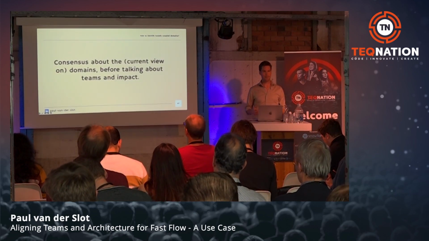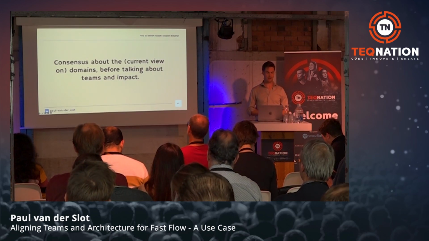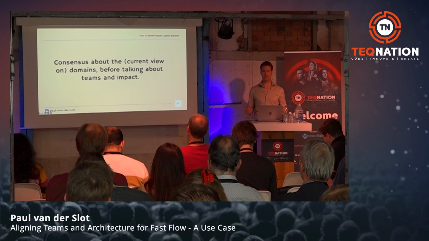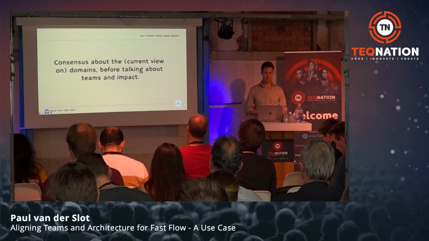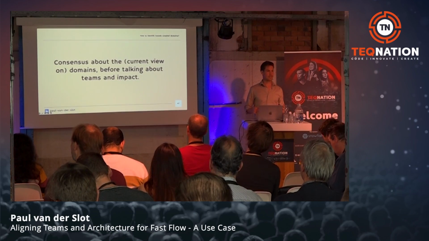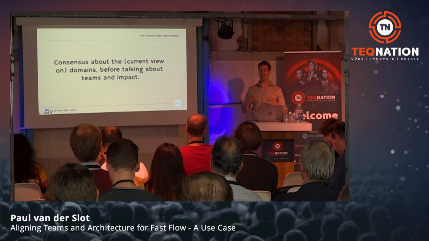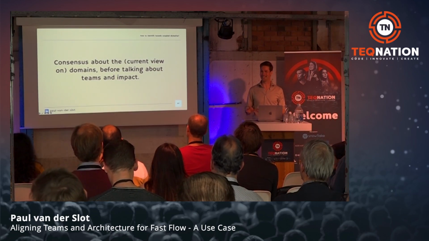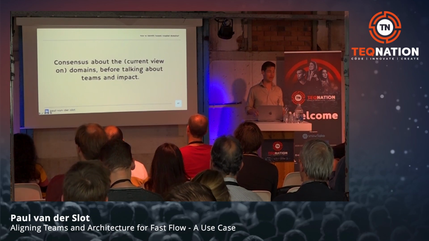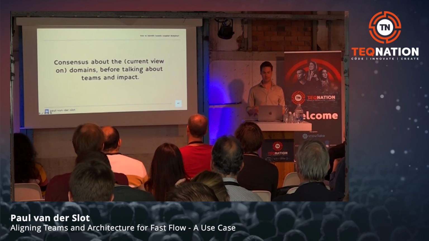And what we did as well before talking to the teams was build consensus with the people involved. So with the product owners, product managers, stakeholders, the teams. We wanted to have a consensus about, okay, this is the picture of our ideal state of domains. Do you agree? Do you think that this is the way to go? Before talking about what it would impact the teams and what would happen there.